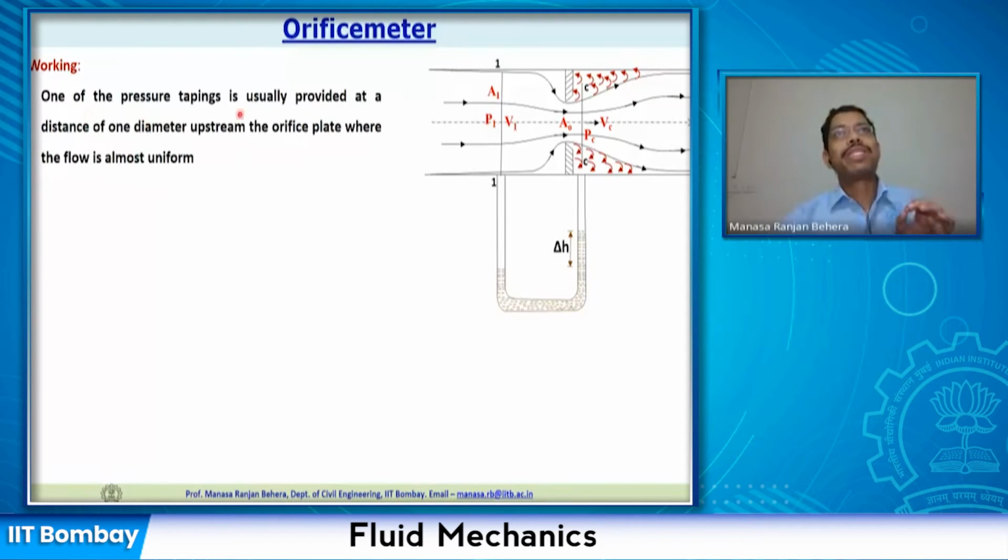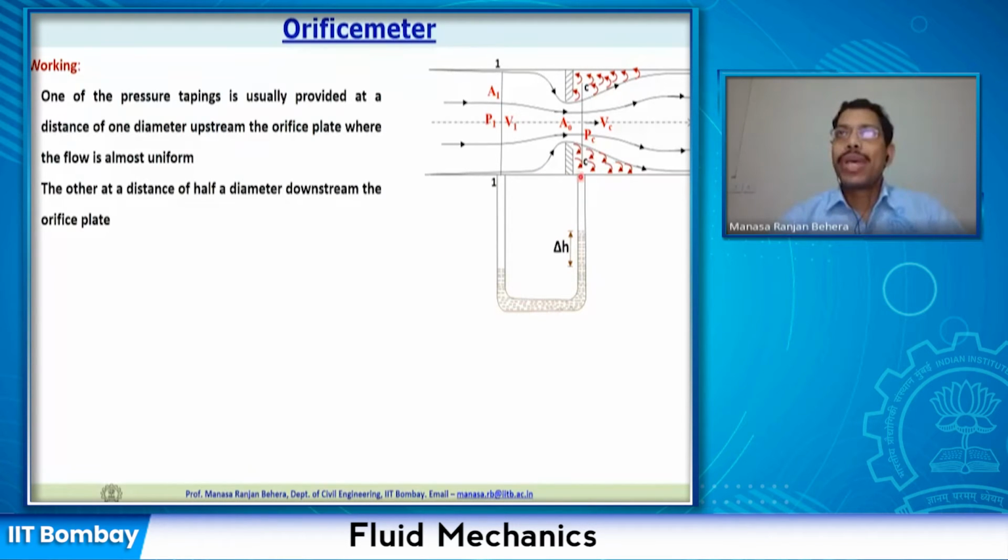One of the pressure tappings is usually provided at a distance of 1 diameter upstream of the orifice. So you have the pipe diameter as D, and the diameter of the orifice is, let us say, D0. The distance between this tapping and the orifice should be 1 diameter of the pipe. Similarly, there will be another location, at the vena contracta. The other pressure tapping is going to be at a distance of half a diameter downstream of the orifice plate.